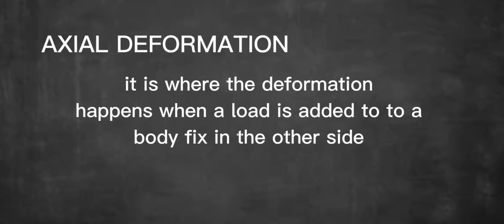Axial deformation. It is where the deformation happens when the load is added to the body. So, in axial deformation, nagkakaroon ng changes sa length or sabi ko nga kanina, it is denoted as delta.